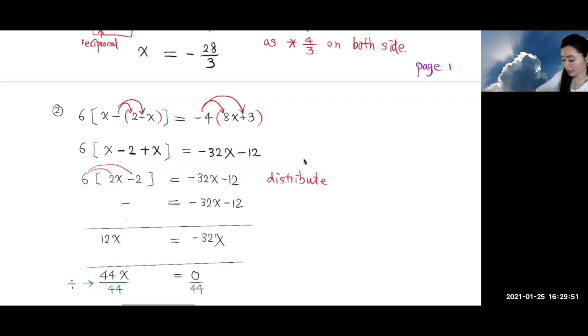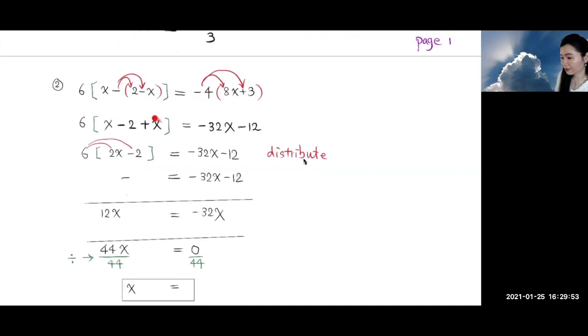Now after that, you will simplify inside the bracket here first before you distribute the 6. So here, x plus x is 2x and then minus 2 over here. Now you distribute the 6. Distribute over here, we get 12x minus 12.